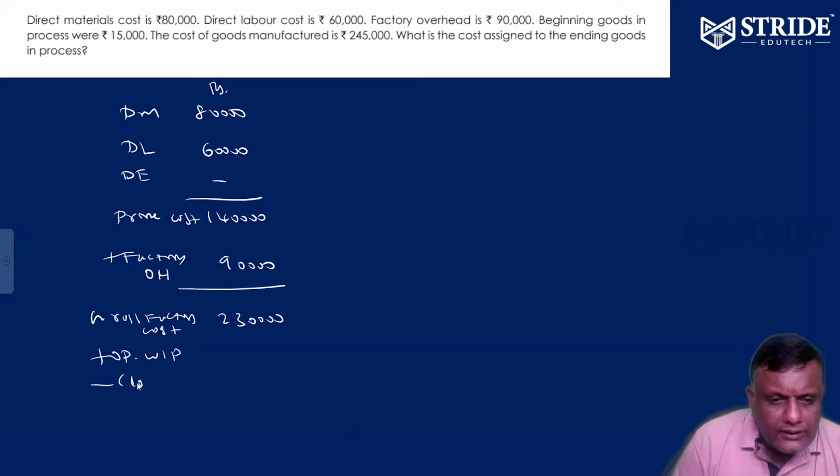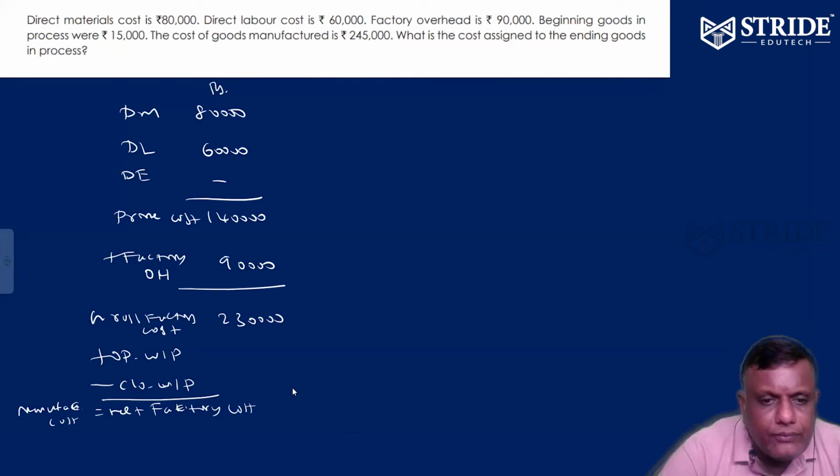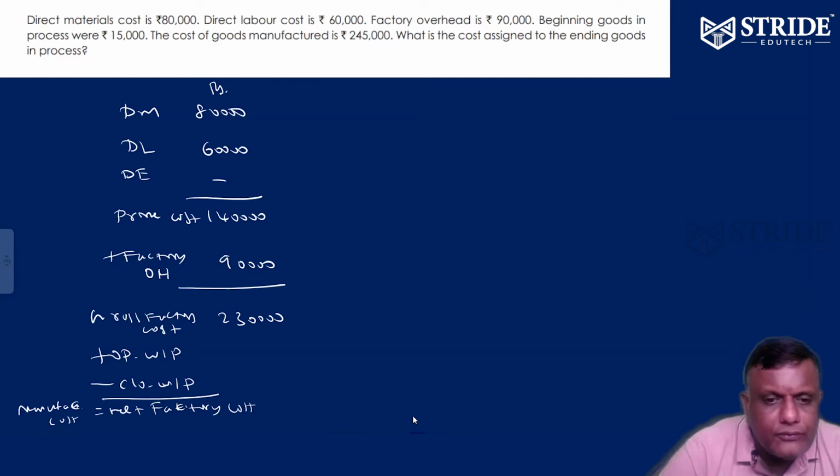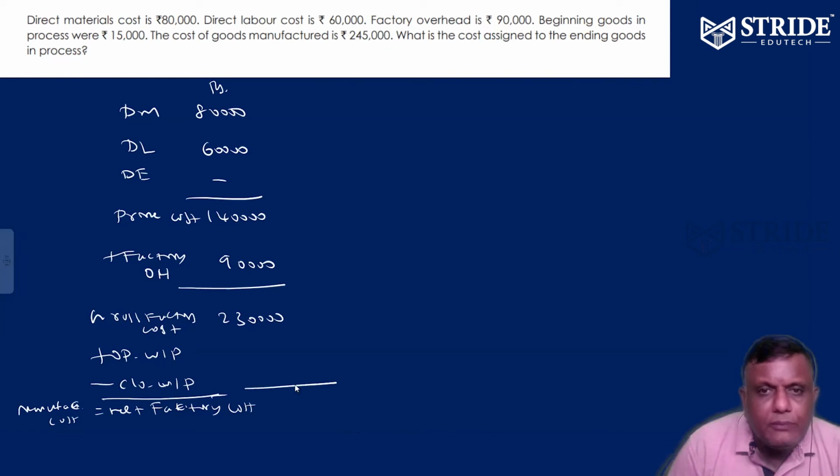Less closing WIP. Answer: net factory cost. Here net factory cost is equal to goods manufacturing cost. Net factory cost is equal to manufacturing cost here. What is net manufacturing cost here? So 2,45,000 net manufacturing cost.